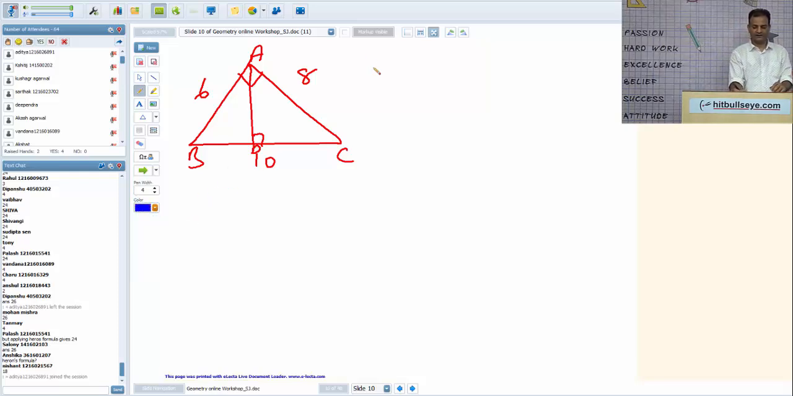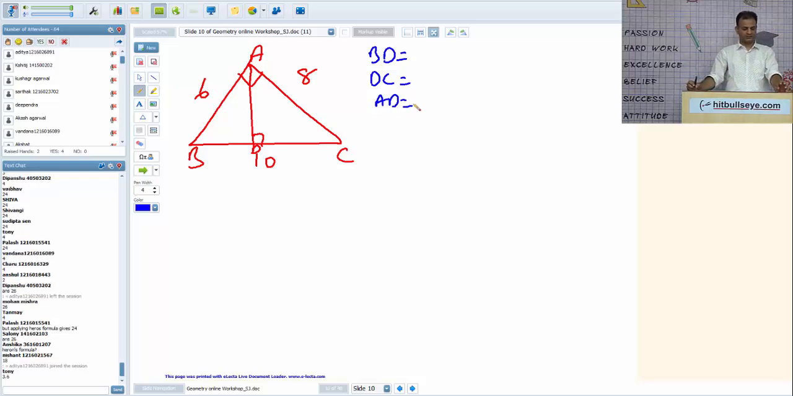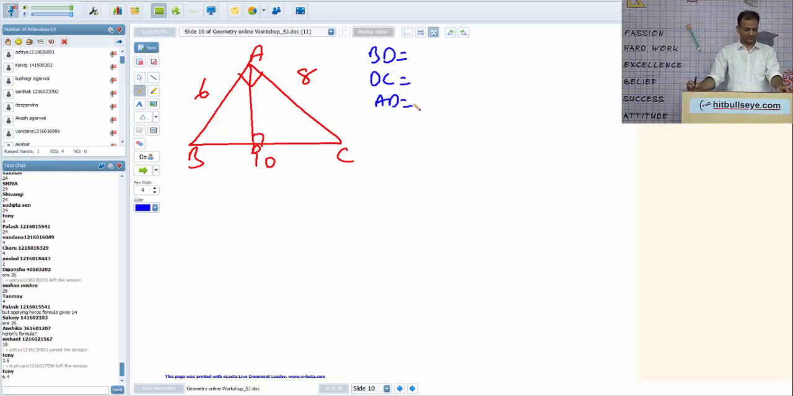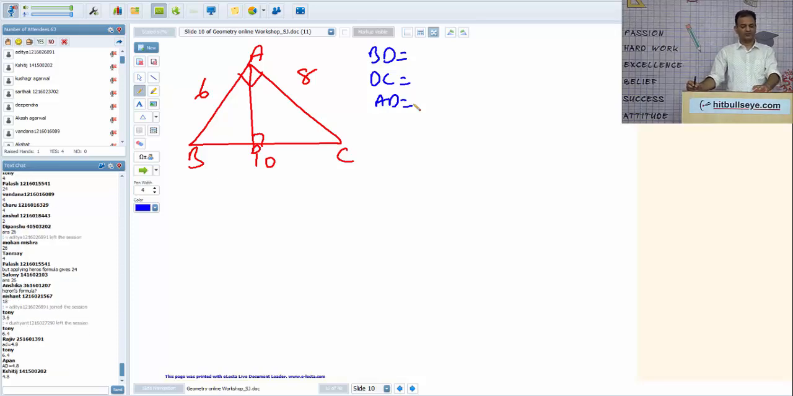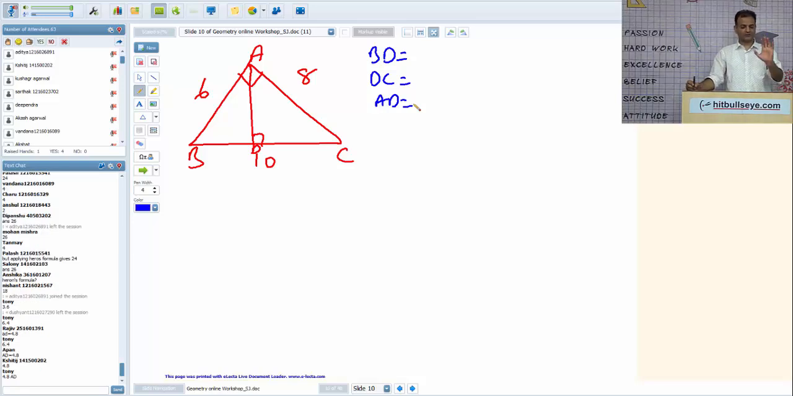What is the length of BD, DC and AD? Okay, Tony says 3.6, 6.4, okay, 4. Rajiv says AD is 4.8. Now here, this is a basic question on similarities. You can prove this by similarity.